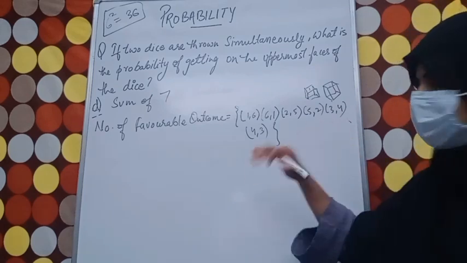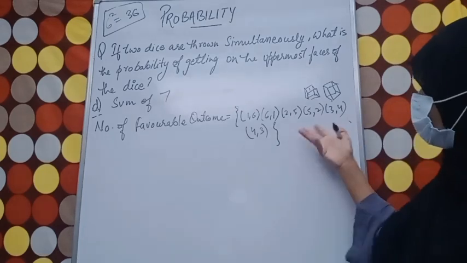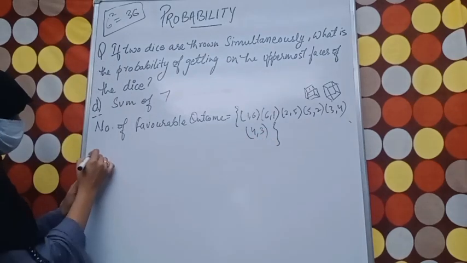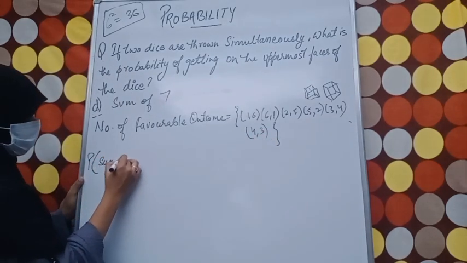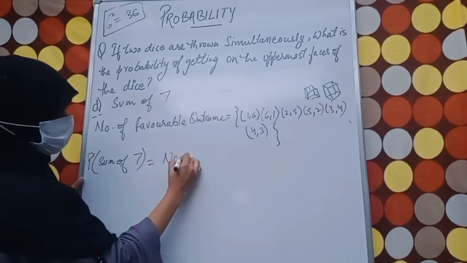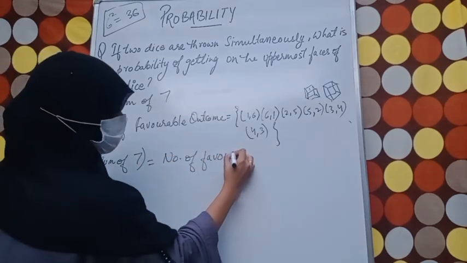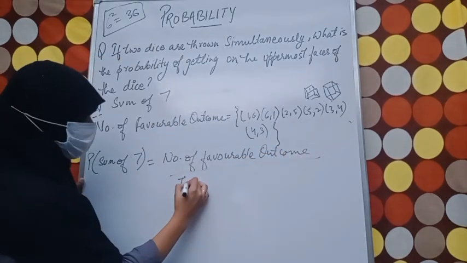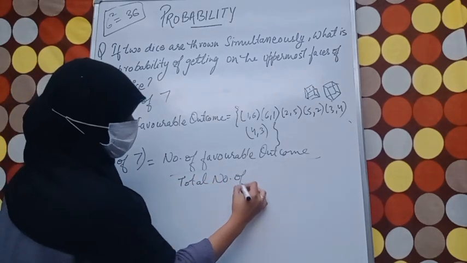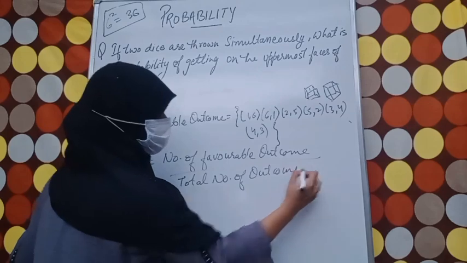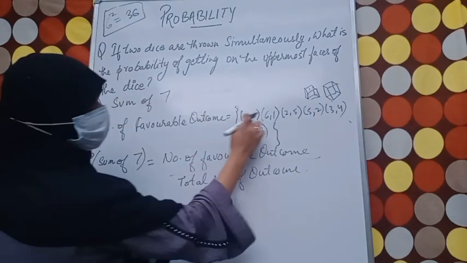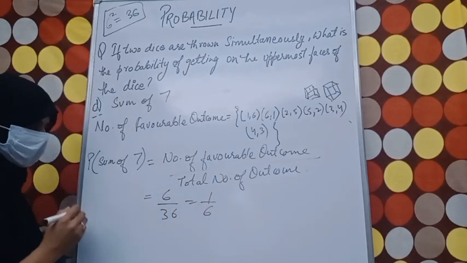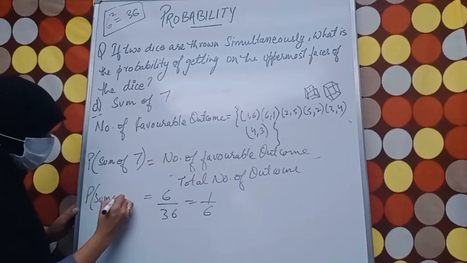What else will come? If we add 5 with something, we have already done. 6 with something, already done. So I think this is enough. 1 2 3 4 5 6. So the probability for sum of 7 equals number of favorable outcomes upon total number of outcomes. You're getting my point? So this is how many? 6. 6 upon 36 gives 1 upon 6. This is the probability of sum of 7.